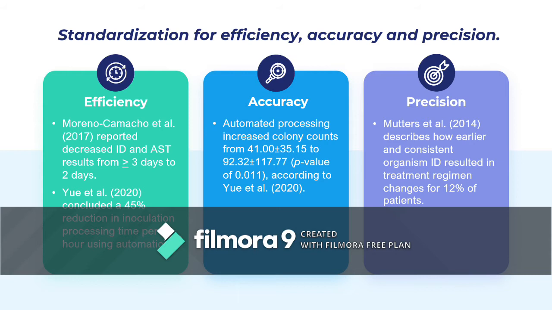Precision is also standardized when you implement laboratory automation. Research proposal by Mutters had described how he had earlier inconsistent organism identification that actually resulted in a treatment regimen change for 12% of the patients at their facility.